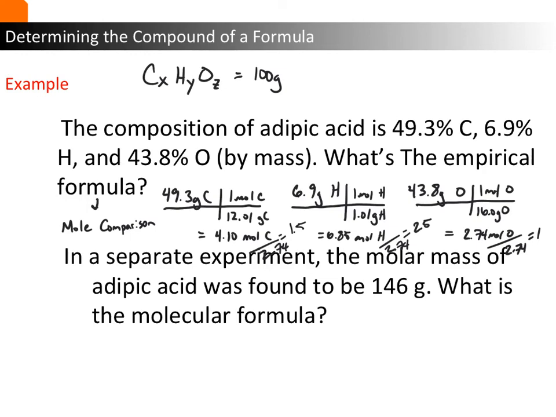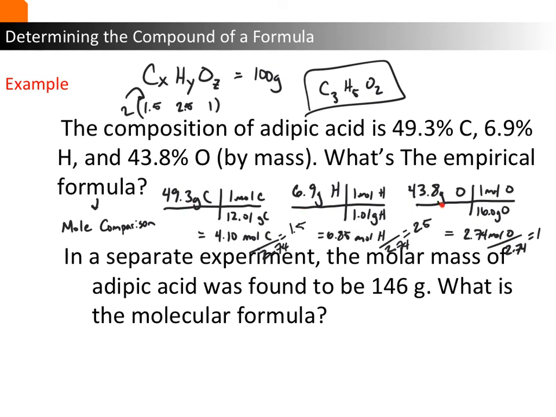So now I have this ratio of 1.5 parts carbon, 2.5 parts hydrogen, and 1 part oxygen. But I know that I can't keep half molecules in the empirical formula. They have to be whole numbers. And so in order to get rid of the fractions, I just multiply each one of these by 2, and my final answer is carbon with 3, because 2 times 1.5 is 3, and then 2 times 2.5 is 5, so hydrogen is 5, and then oxygen is 2 times 1, or 2. So my final empirical formula for adipic acid is C3H5O2.